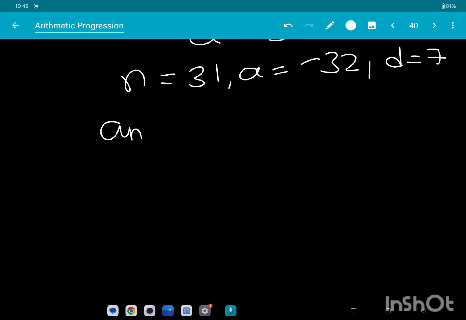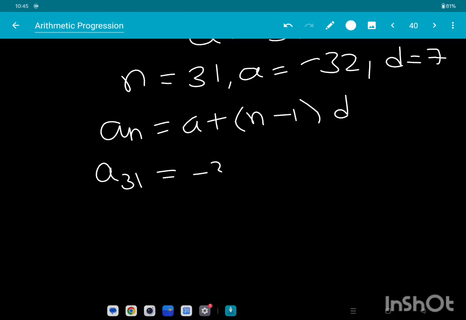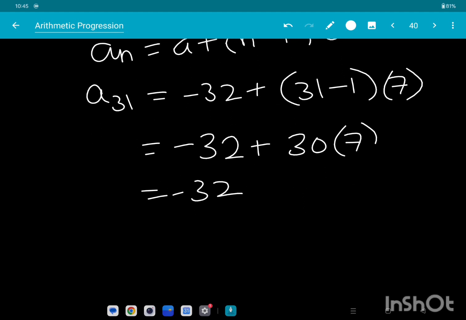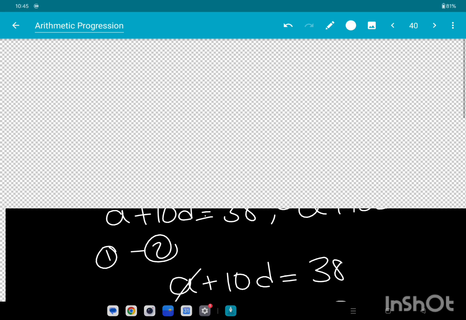Now here An is equal to A plus n minus 1 into D. What is the An value? We need to find A31 is equal to minus 32 plus 31 minus 1 into 7. Minus 32 plus 30 into 7. Minus 32 plus 3 sevens are 21, 210. If I solve this, what will I get? 210 minus 32, 178. So here the A31 value is 178. This is the way we will find out these types of questions.